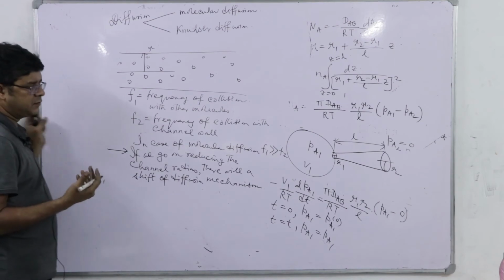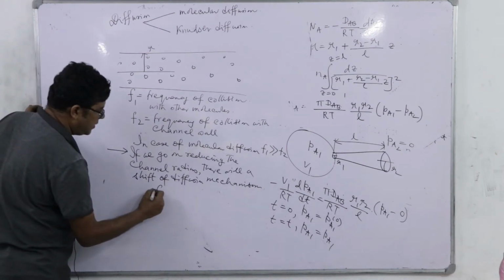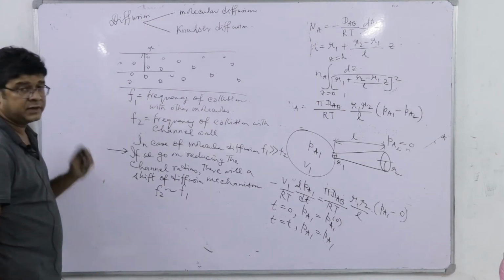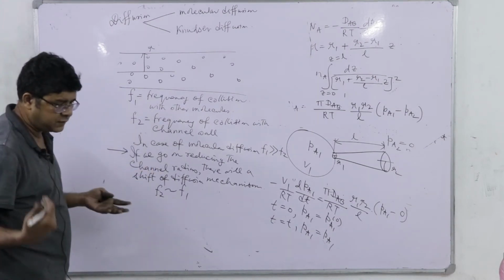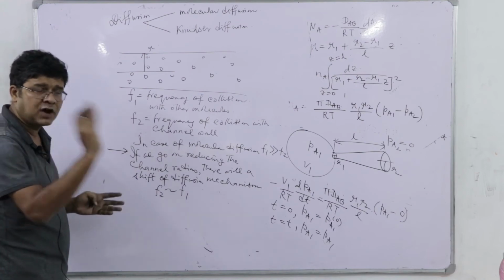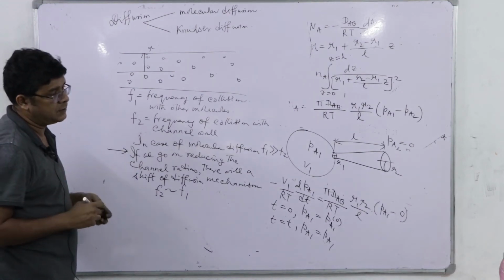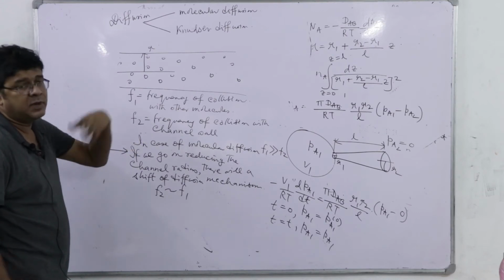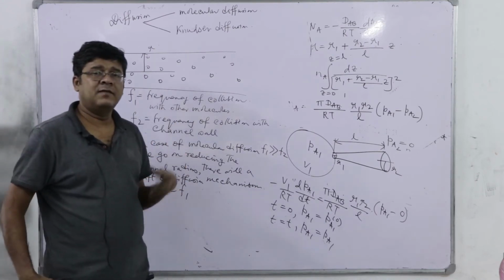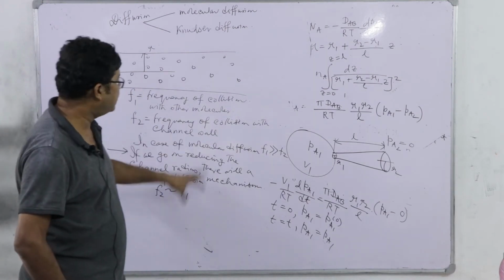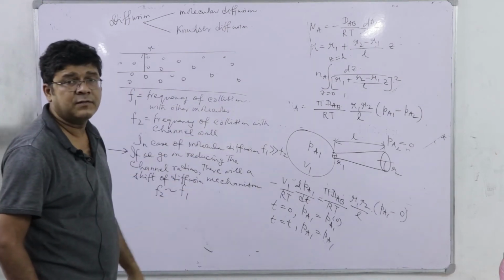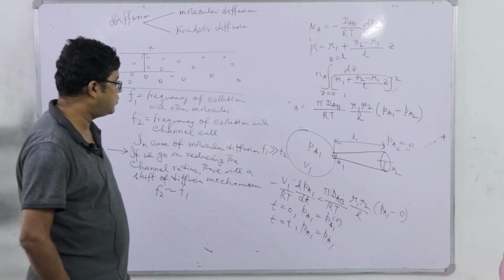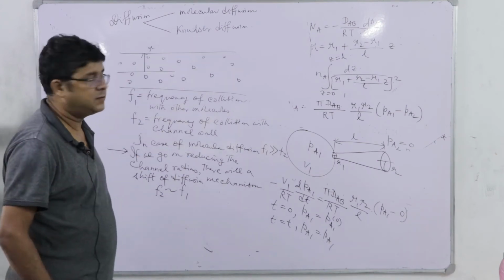So, a shift of diffusion mechanism means F2 will start getting comparable with F1, and there is a switch of regime. Definitely, it is not a sharp point. Initially, from the molecular diffusion, there will be a mixed regime where we will have both molecular diffusion and the other regime, where the number or the frequency of collision is much higher with the wall or comparable with the wall, and that is called the Knudsen diffusion.